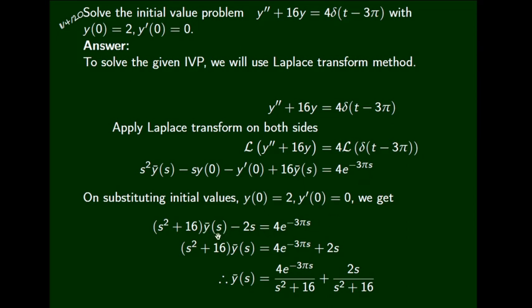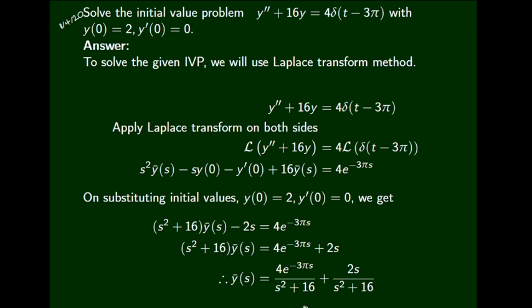Clubbing terms of y bar of s together, we get s square plus 16 into y bar of s minus 2s equal to 4 into e raised to minus 3 pi s. Now we solve for y bar of s, that is, y bar of s equal to 4 into e raised to minus 3 pi s by s square plus 16, plus 2s divided by s square plus 16.